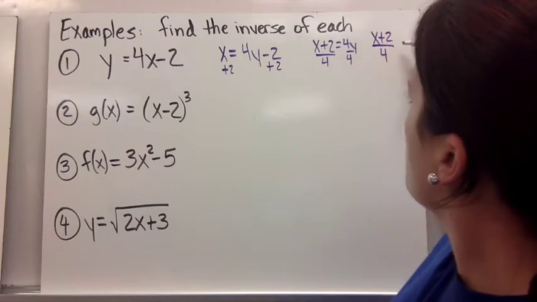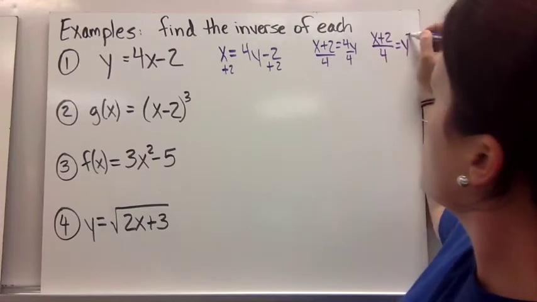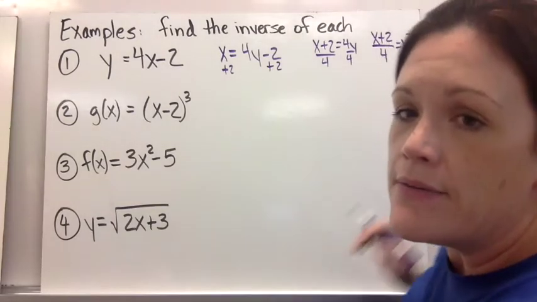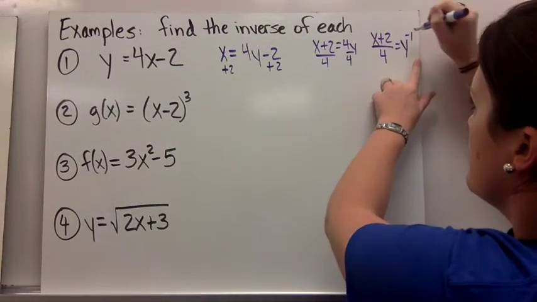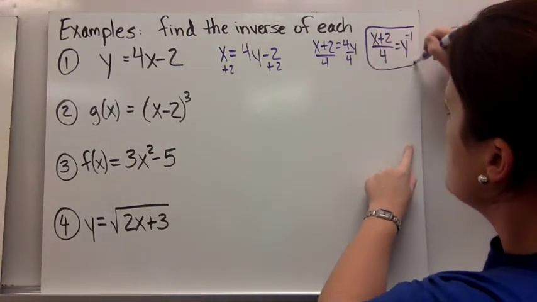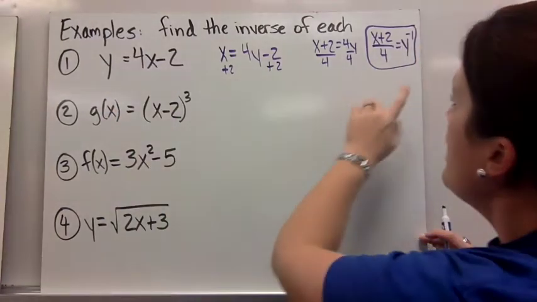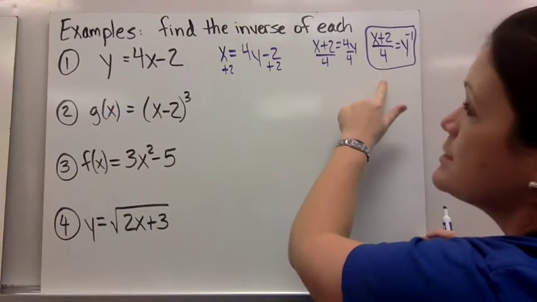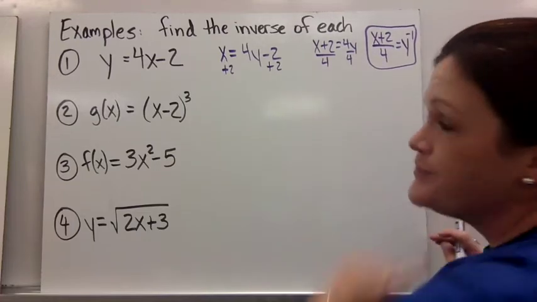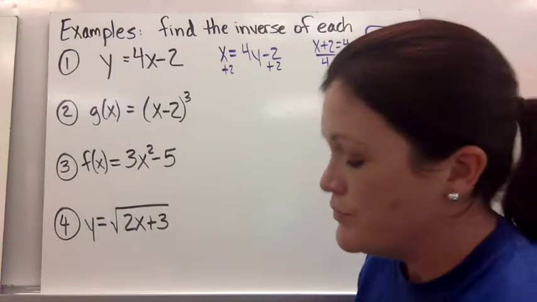So x plus 2 over 4 equals the inverse of y. To indicate the inverse of a function, you put a little -1. That's the notation for inverse. Y was equal to 4x minus 2. Now the inverse of it is x plus 2 over 4. Let's look at number 2.